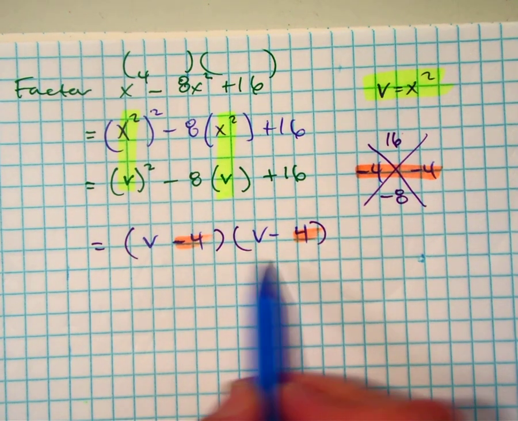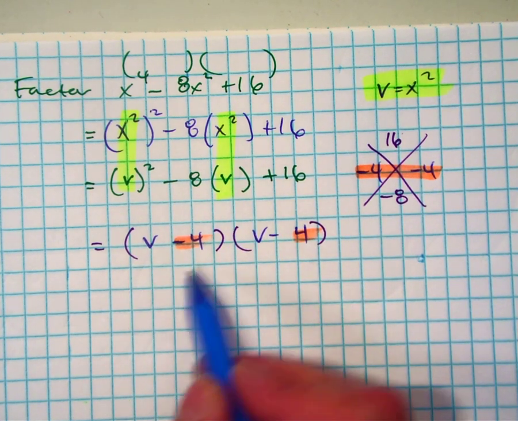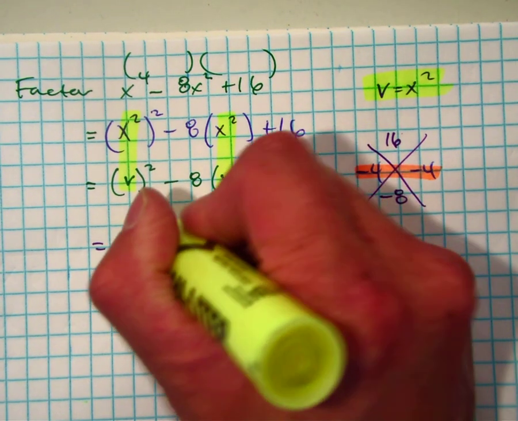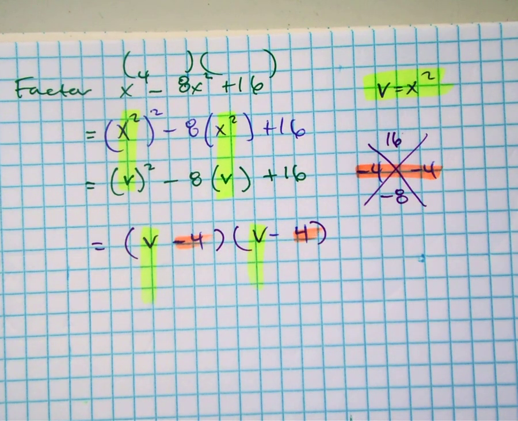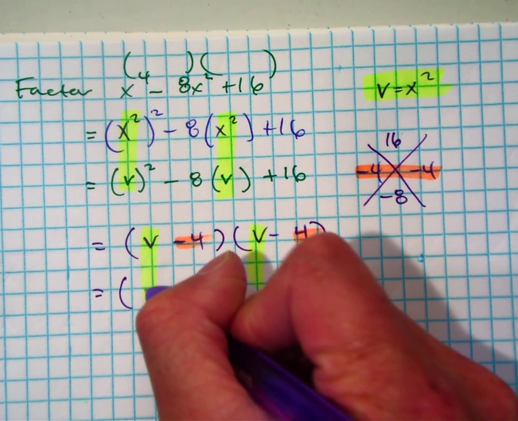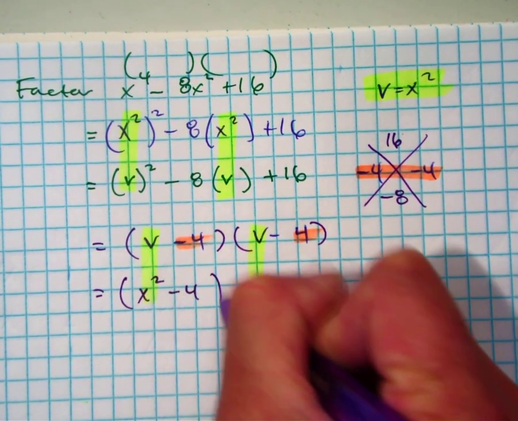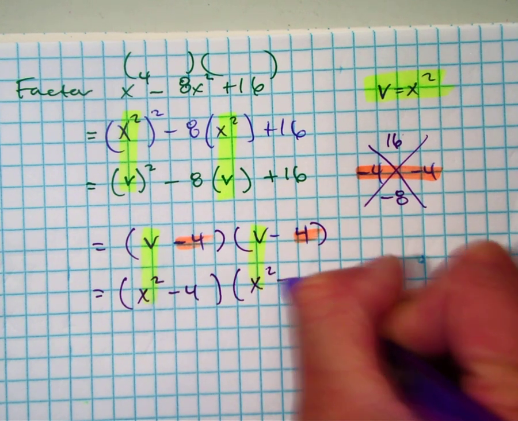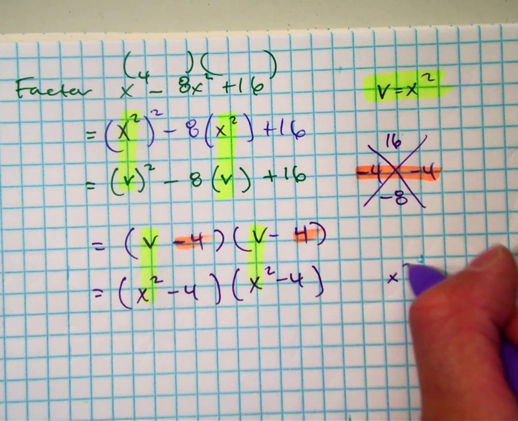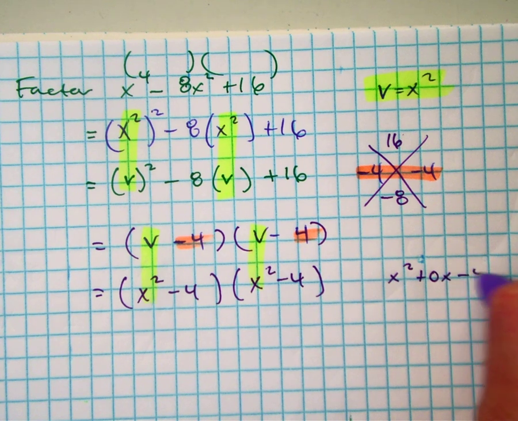I know you might be tempted to use the power of 2, right? V minus 4 quantity squared. But before I do that, let's go back to that substitution. What did your v value equal? X squared. All done? No. You should have saw the placeholder. X squared plus 0x minus 4.